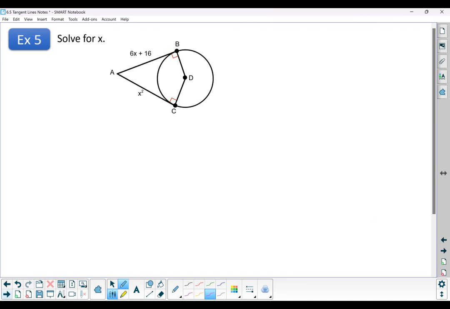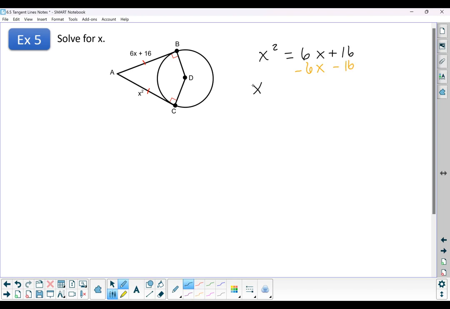Here's another diagram. We've got point A exterior to the circle, and it shows right angles here and here. Well, if a segment is at a right angle to the radius, that is a tangent segment. So we do have this segment equal to this segment. Setting them equal algebraically, x squared is equal to 6x plus 16.